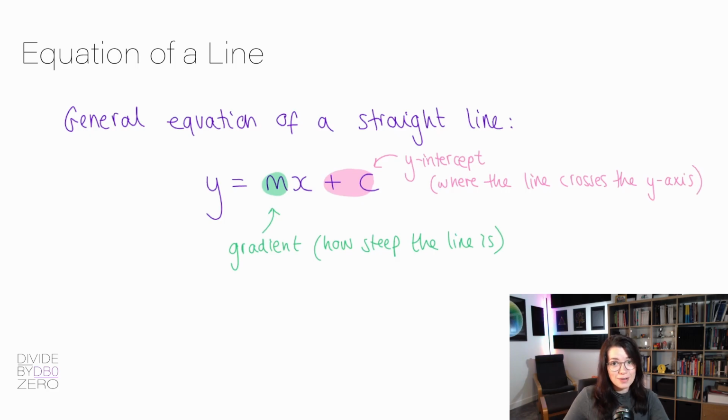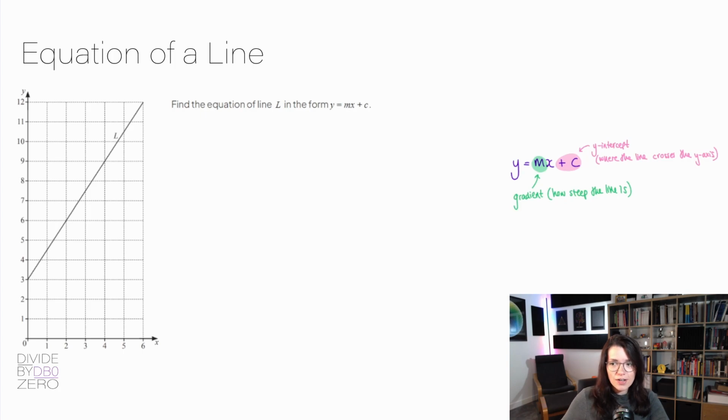We'll do quite a few examples with this idea because, as I said, it's really important. Here's the first example. So it says, find the equation of line L in the form y equals mx plus c. So I've just got a little reminder on the side of what m is and what c is. First thing I would do is write down y equals mx plus c again. And I usually start with finding the y-intercept because that's usually easiest to see from a graph. So y-intercept, where the line crosses the y-axis. In this case, the line is crossing at 3. So we can write down straight away y equals mx plus 3.